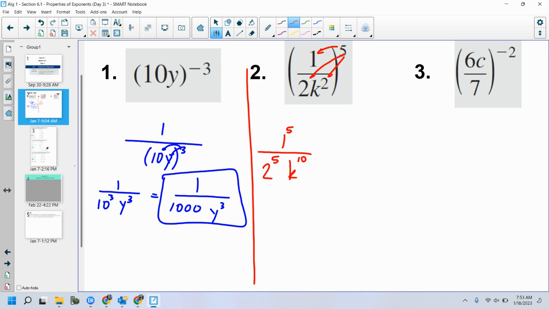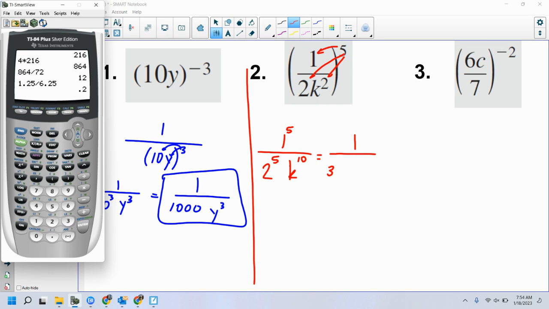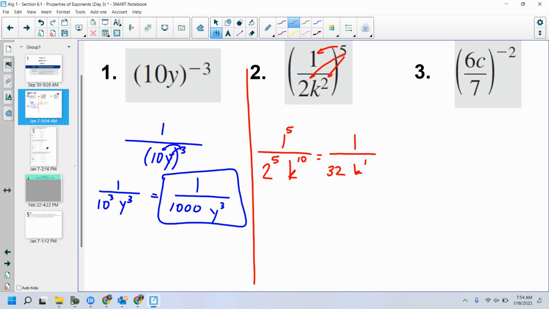Now, where is that coming from? That's power to a power: a to the m to the n is a to the m times n. K squared to the 5th is k to the 10th. Now I just have to reduce out the numbers. 1 to the 5th is just 1. 2 to the 5th: 2 to the 3rd is 8, 2 to the 4th is 16, 2 to the 5th is 32. 32 k to the 10th. There's my answer. Questions there?